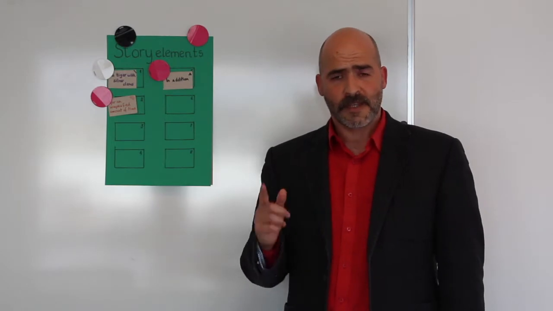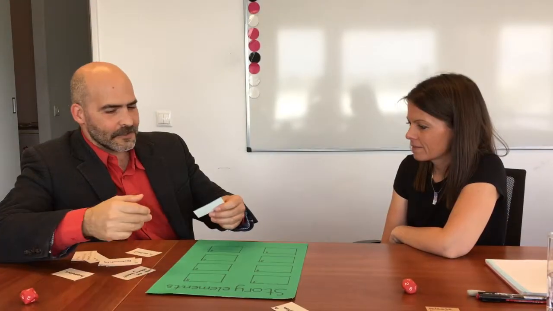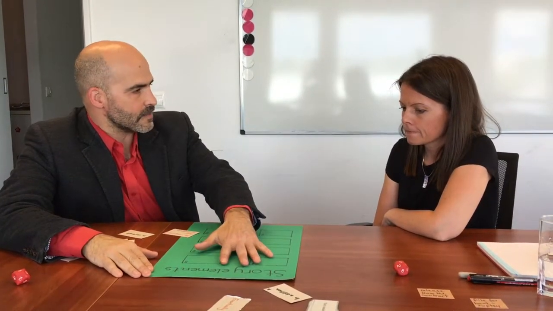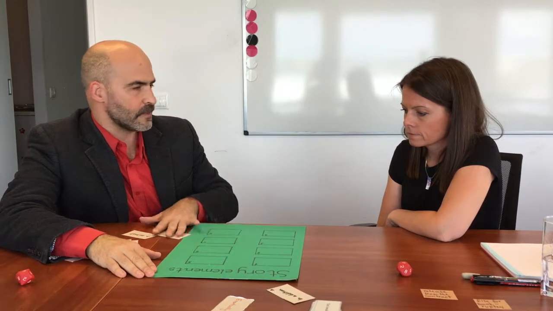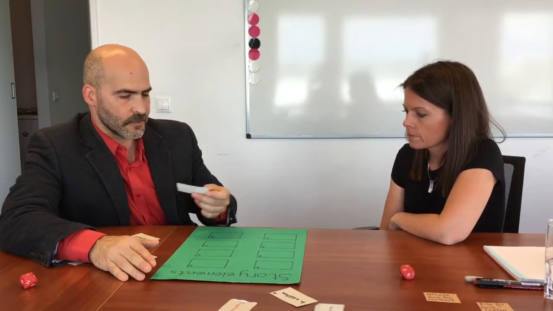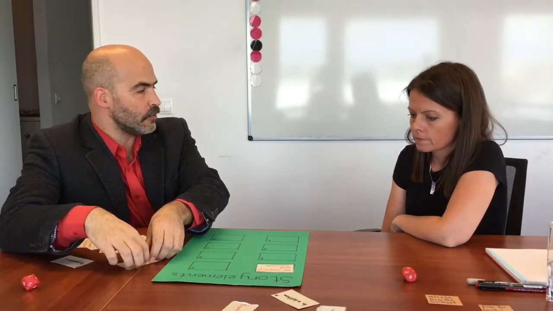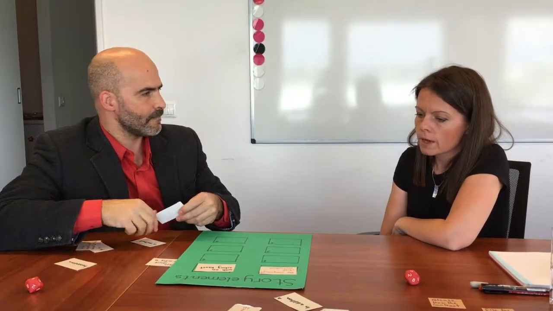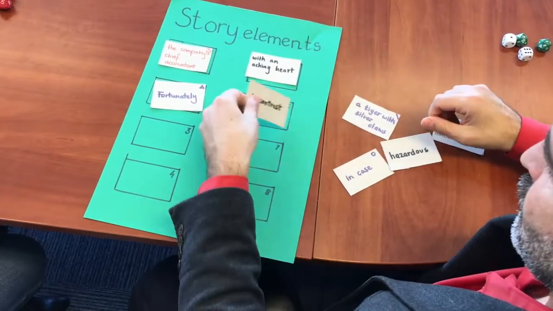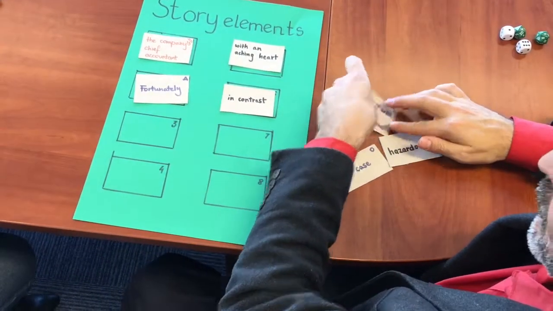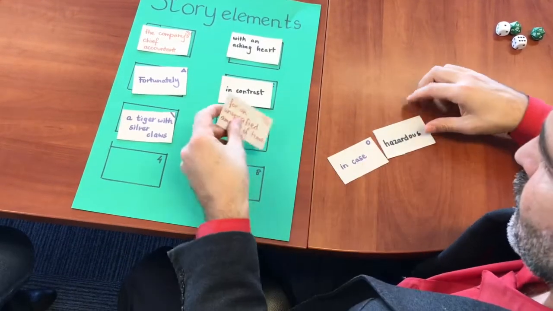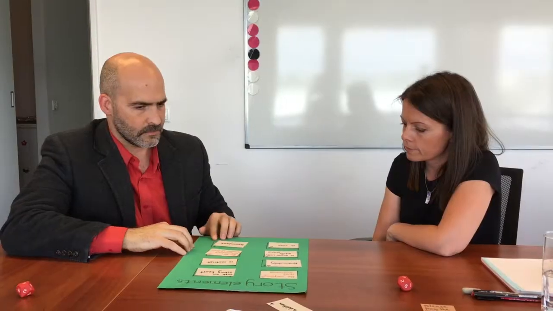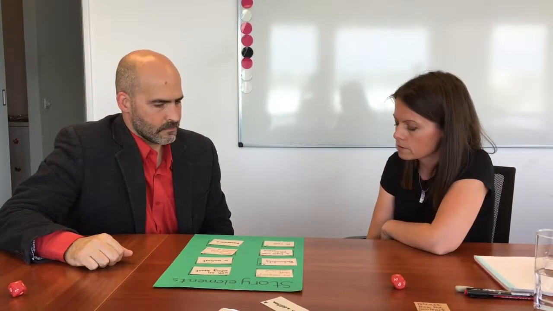Here's an example. Let's try. Okay, Adi, lovely. So this is the storyboard. It's a template with some story elements, and now we're going to use some of these phrases for speaking. So here are a few that we looked at in the previous lesson. Could you just read them as I'm putting them on? The company's chief accountant, fortunately, with an aching heart, in contrast, a tiger with silver claws, for an unspecified amount of time, in case, hazardous.